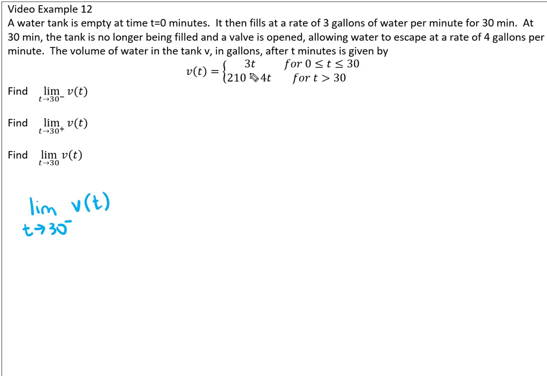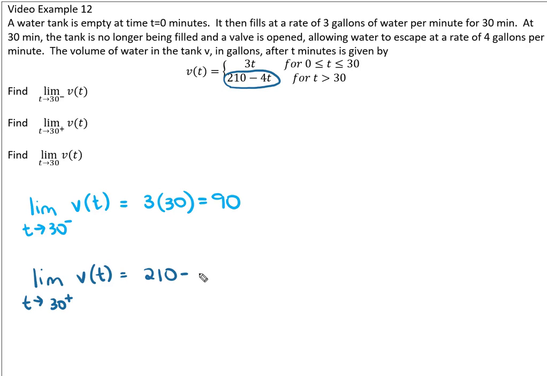In order to do that, we're thinking about values less than 30, so we're looking at that equation. And so you're just going to say 3 times 30, which is 90. To figure out the limit of our function as t approaches 30 from the right-hand side, we're looking for values greater than 30. We're going to plug into this equation. So you're going to get 210 minus 4 times 30. And so there we have it.